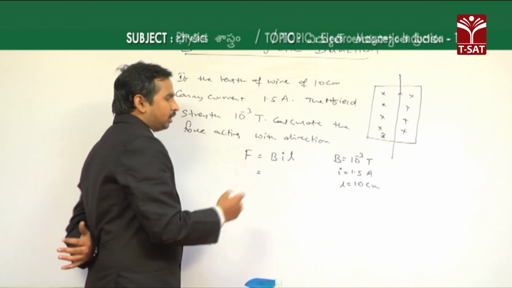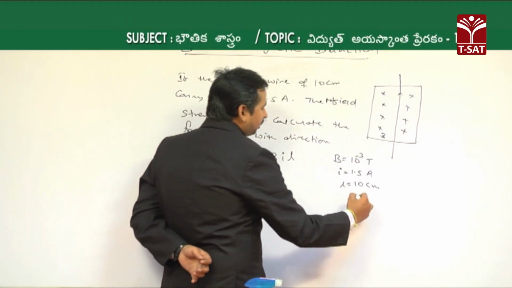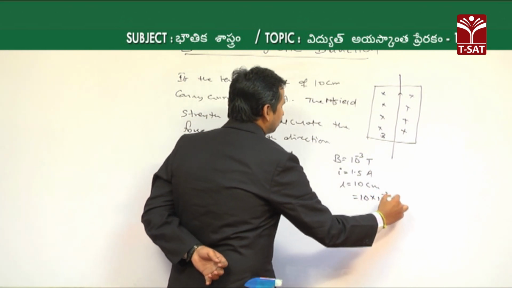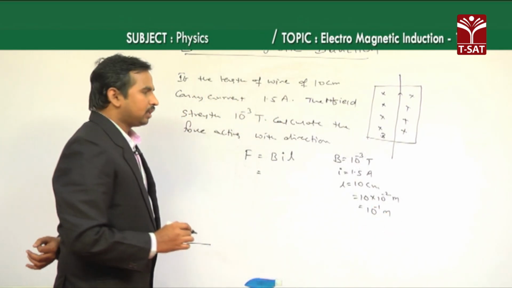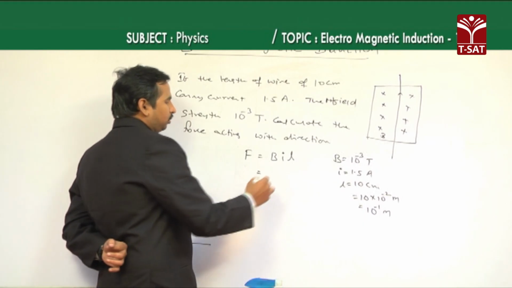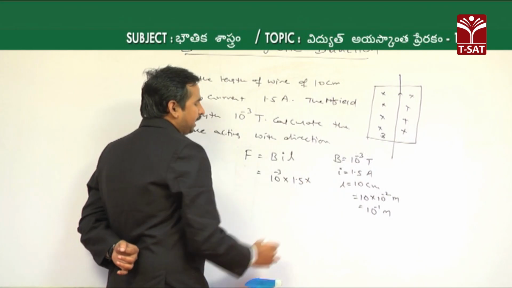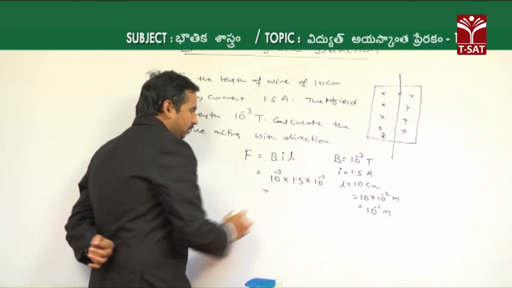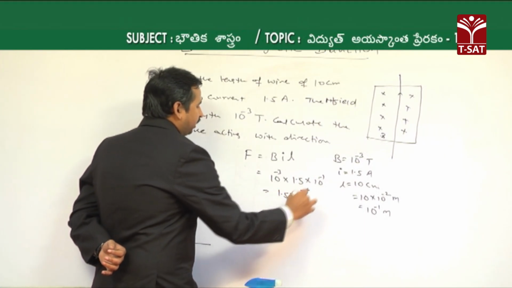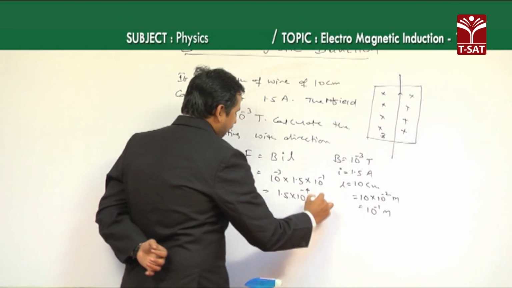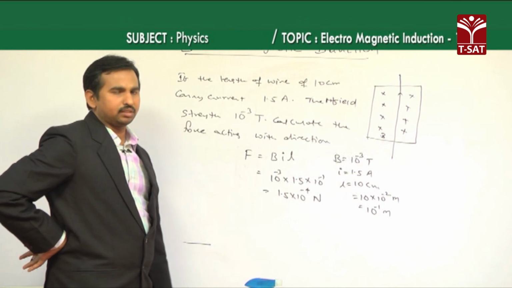As these are in SI units, the length also we have to take in terms of SI units, that is, 10 centimeters converted is 10 power minus 1 meters. As F is equal to BIL, where B is 10 power minus 3, I is 1.5 and length is 10 power minus 1, then in total it becomes 1.5 into 10 power minus 4 newtons. Okay. So, this is the force acting on the current carrying wire.